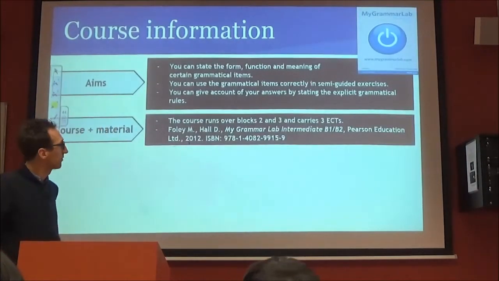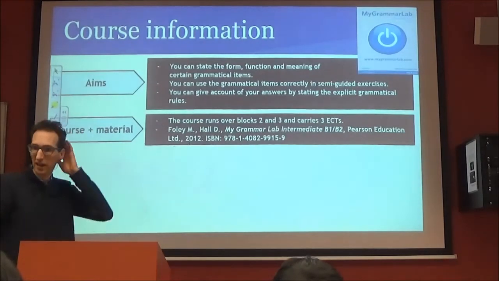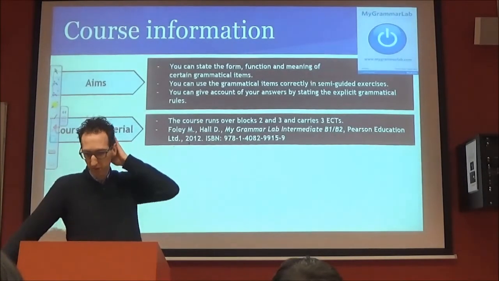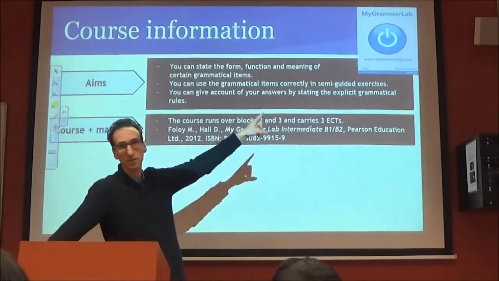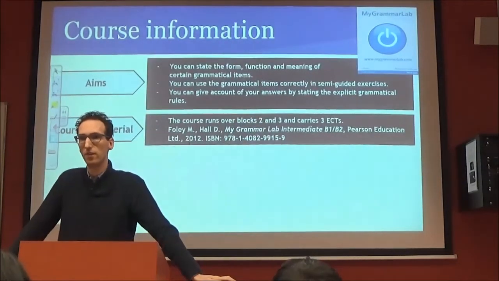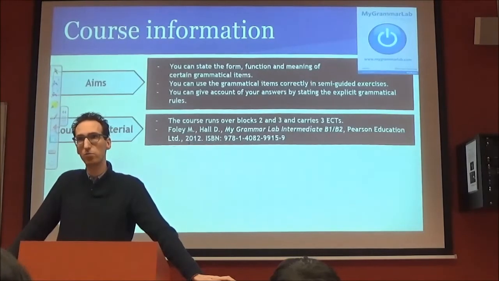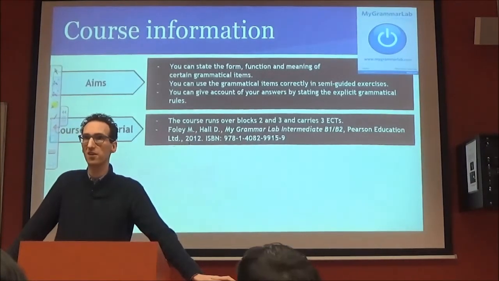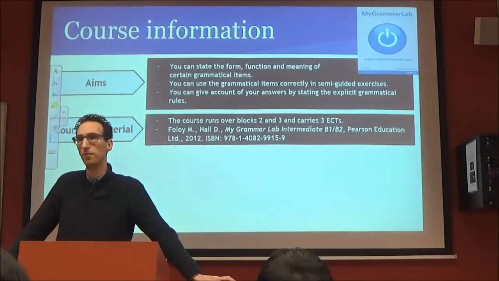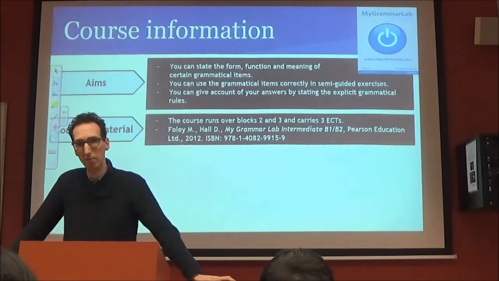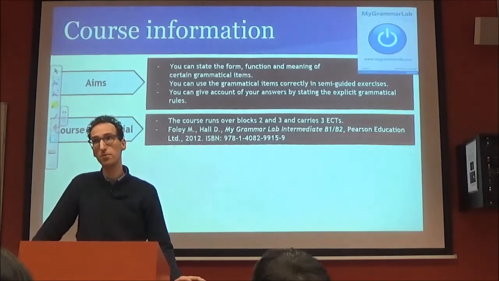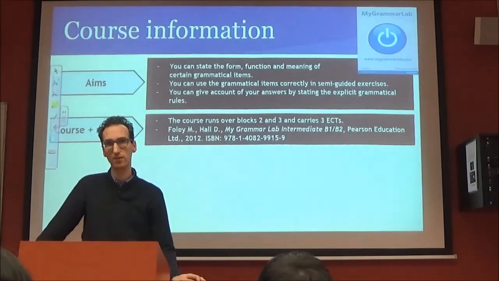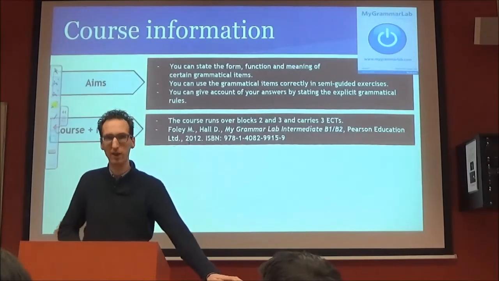The course is blocks 2 and 3, and carries 3 study points, 3 credits, and this is the book that you need. If you don't have it, buy it as soon as possible, because otherwise you can't do the exercises. There's a copy in the library. If you can't do the exercises, then it becomes very hard to keep up the work and pass the test. If you keep up the work, do the exercises every week, I think you should be okay.